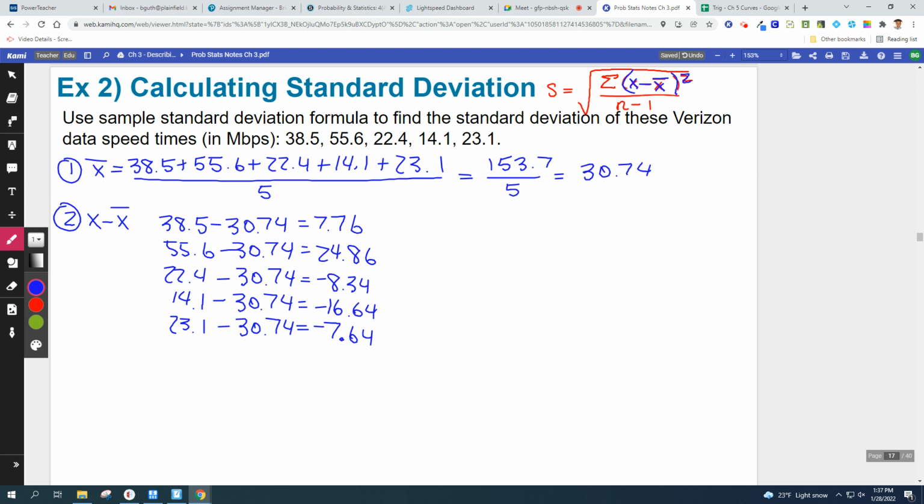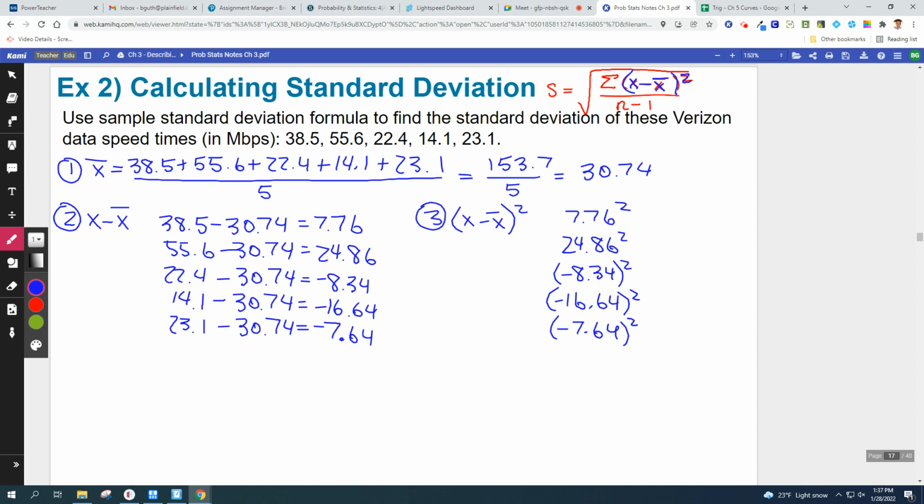So step 3, I'm going to take each of those differences and square them. What I mean by that is 7.76 squared, 24.86 squared, negative 8.34 squared. Make sure you put it in parentheses, otherwise your calculator won't square the negative. You have to square the negative. Negative 16.64 squared, negative 7.64 squared.